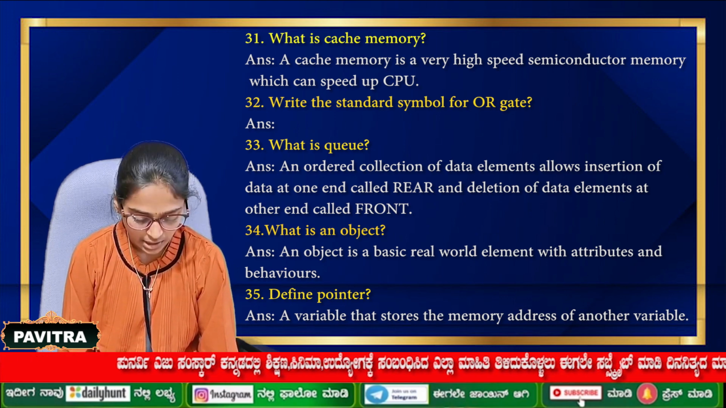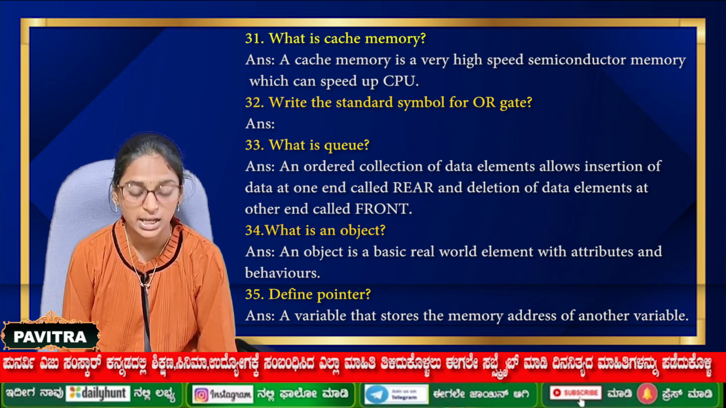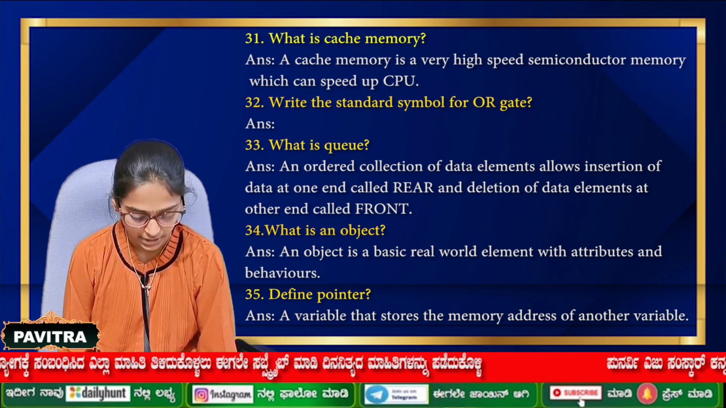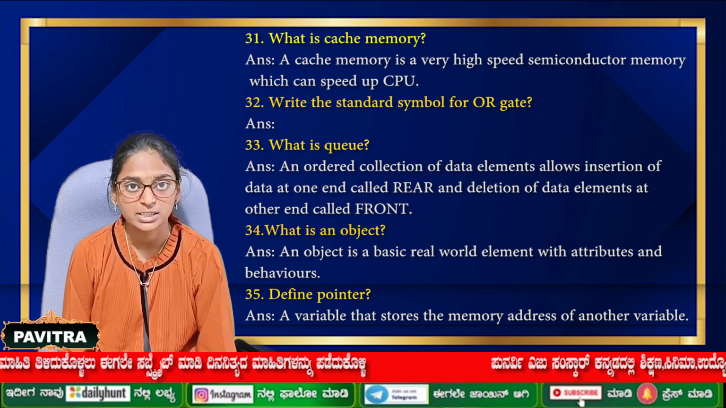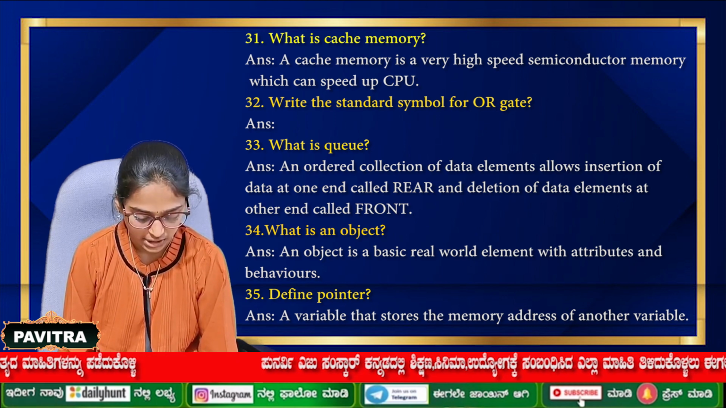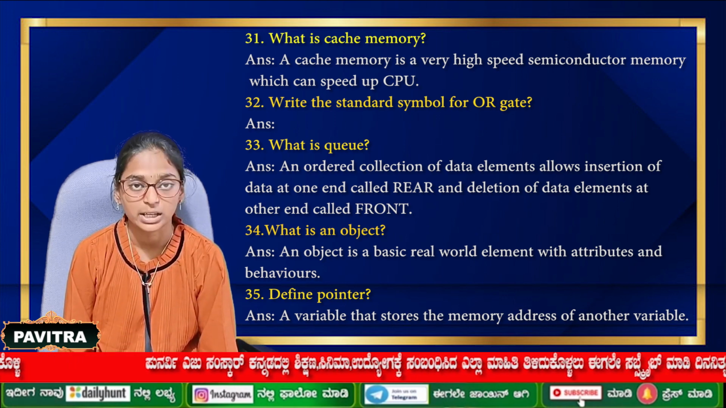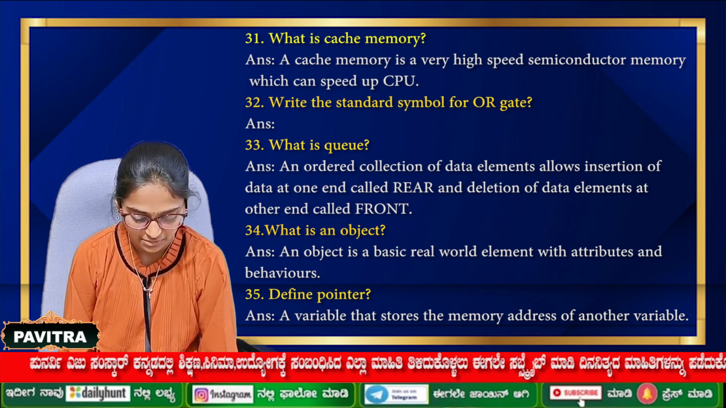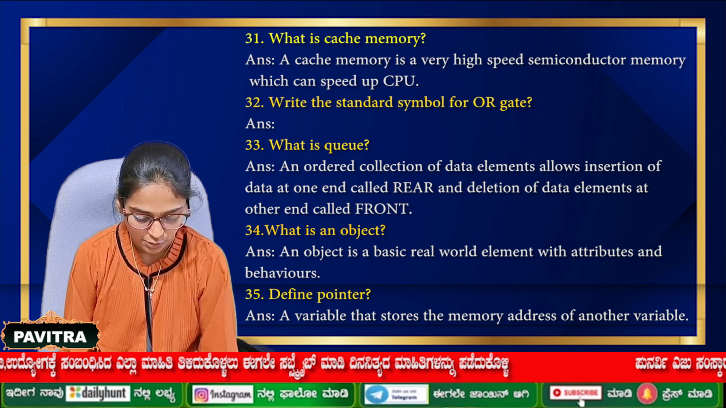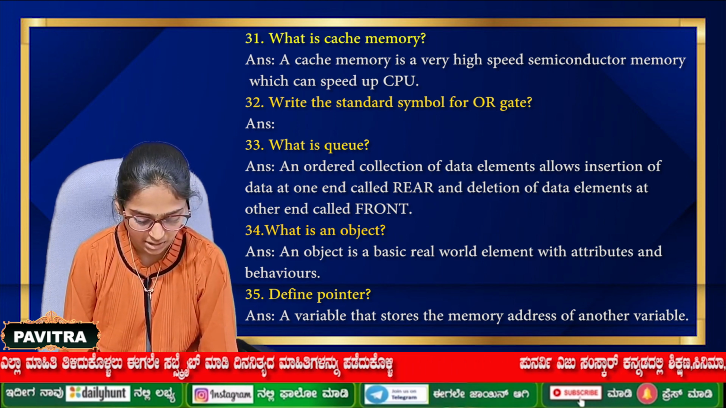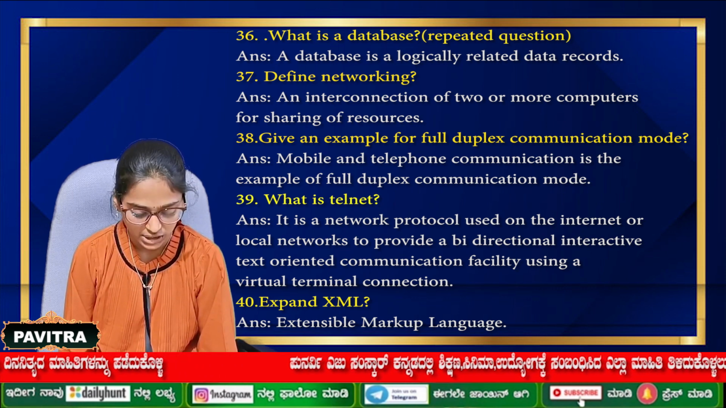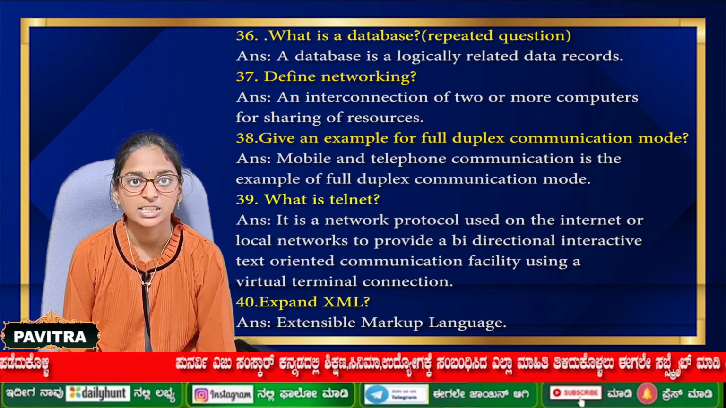33, what is a queue? An ordered collection of data elements that allows insertion of data at one end called the rear and deletion of data elements at the other end called the front. 34, what is an object? An object is a basic real world element with attributes and behaviors. 35, define pointer. A variable that stores the memory address of another variable. 36, what is a database? A database is a logically related data records. It is a repeated question.